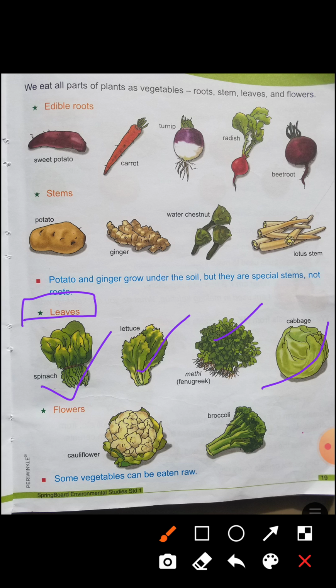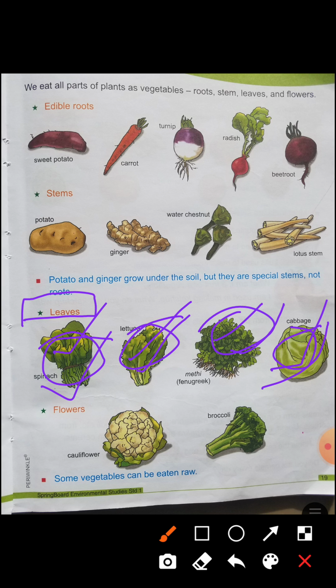Once again I repeat, spinach and lettuce, methi, we can say methi or fenugreek, and cabbage. So cabbage you can see directly, you can say why these come under leaves part. These look exactly like leaves, and we can say these are leaves only. So these come under leaves part of the plant body. It's not a root, it's not stem, it is not flower. These are the direct leaves part of the plant.